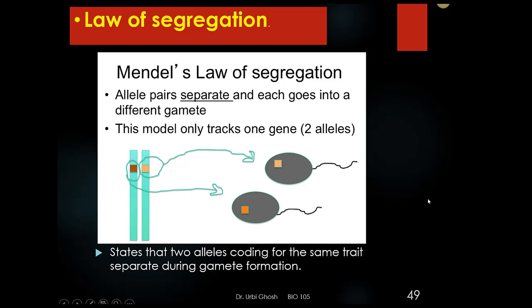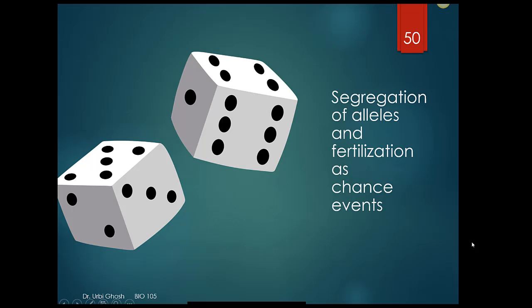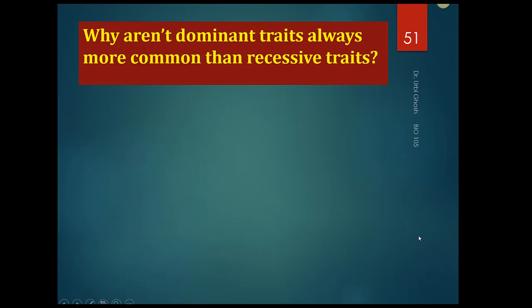The second law was the law of segregation. Mendel's law of segregation said that allele pairs separate and each gene goes into a different gamete. Now, this model only tracked one gene or two alleles. So it was a very simplified form, but it helped us understand the concept of Mendelian genetics and the foundations of genetics as we know it today. Another thing he discovered was that the segregation of alleles and the fertilization were chance events and did not depend upon anything other than random chance.